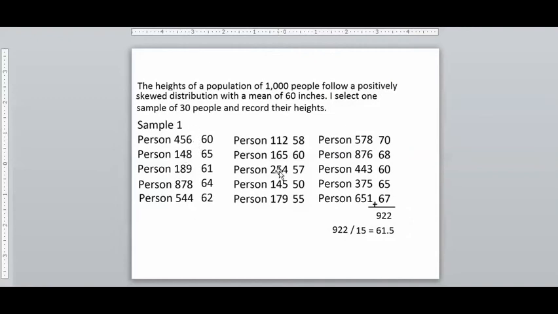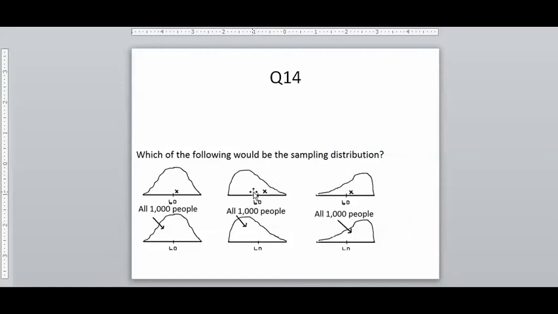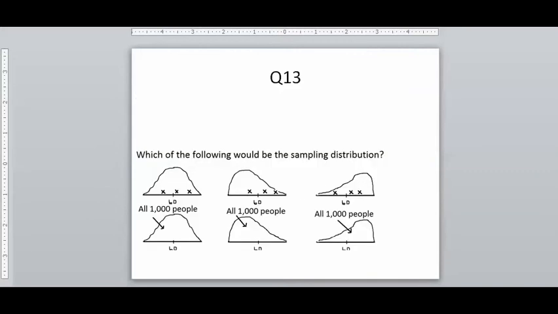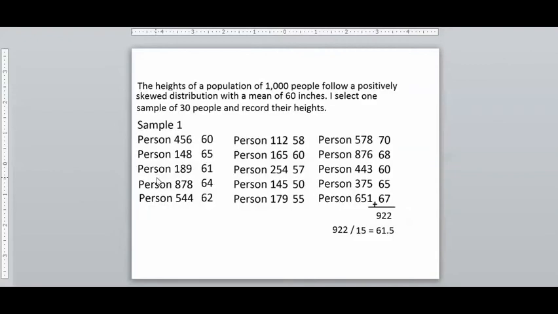I'm selecting samples of 5 people, and when you're selecting samples of 5 people from a positively skewed population, a lot of the possible samples that are out there have low averages, and the distribution is positively skewed. So the answer to this one, question 13, is B. My 3 sample means are inside of a skewed sampling distribution that's positively skewed, just like the population. 13 is B.